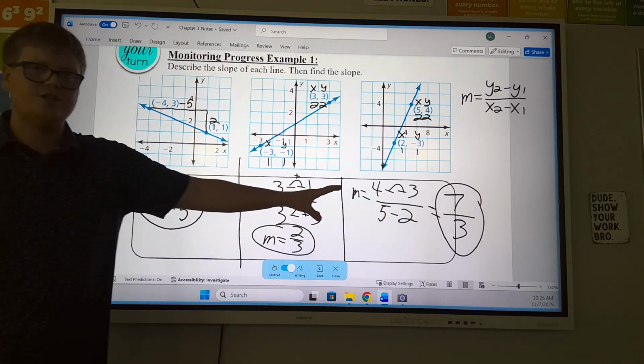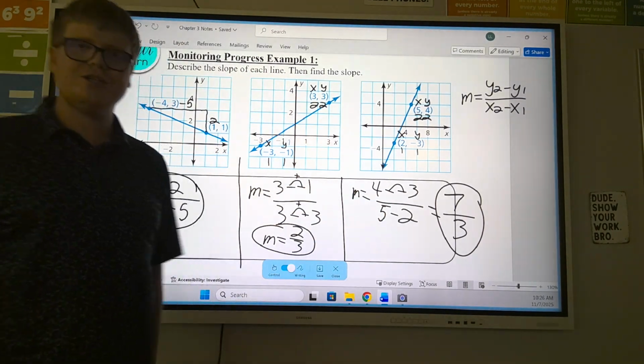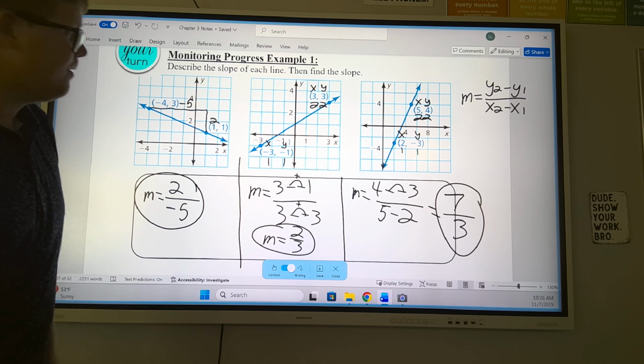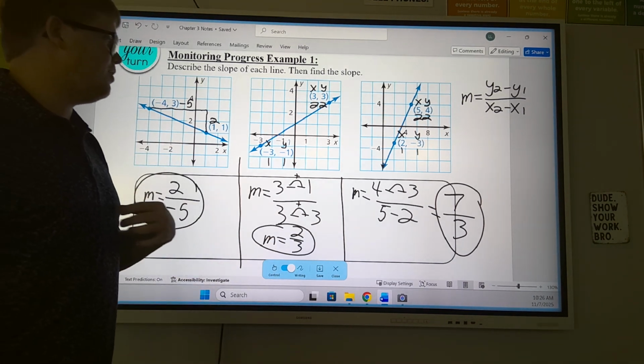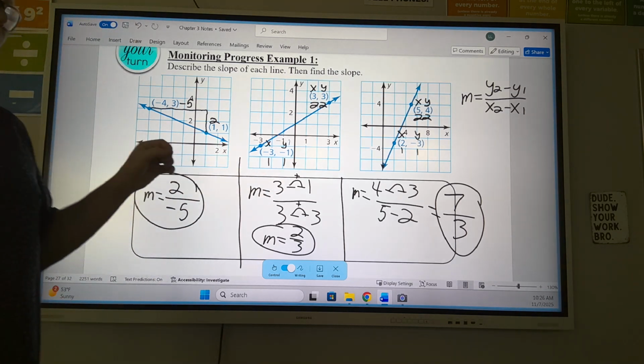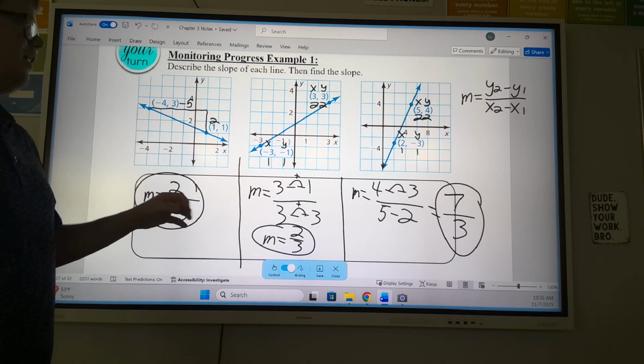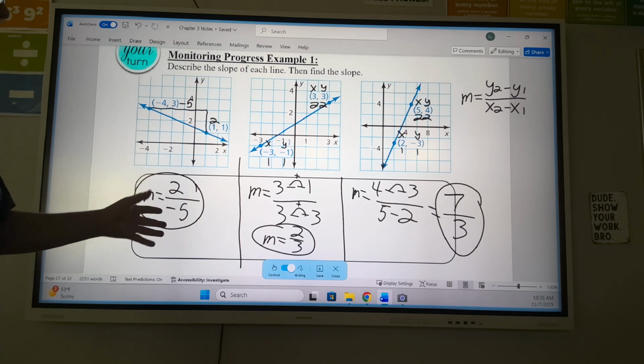Once you get to a fraction that you cannot reduce, just leave it as a fraction. It's going to help you graph. If you want to make it in decimal form, you can. That's up to you. But my recommendation, leave your slope in fraction form, because when we graph on Monday, it's going to be a lot easier to graph with a fraction than a decimal.